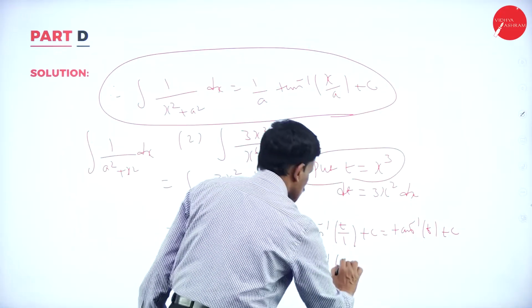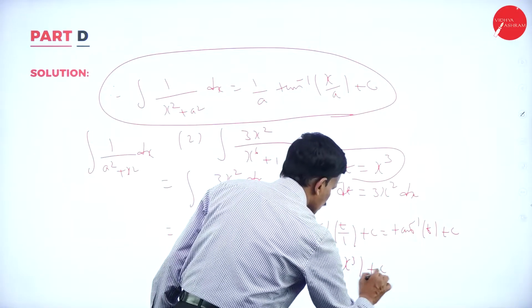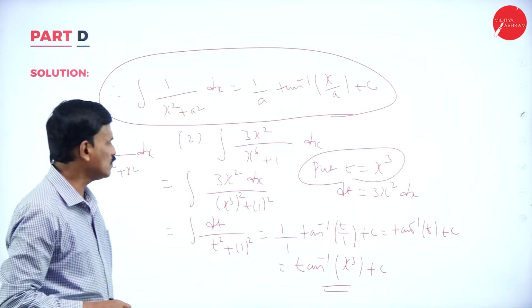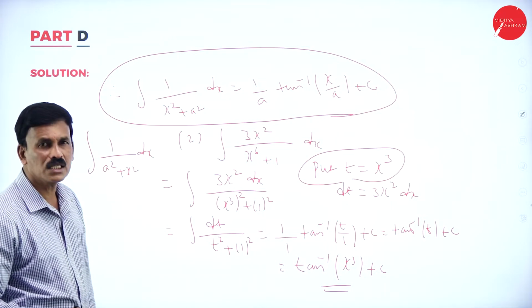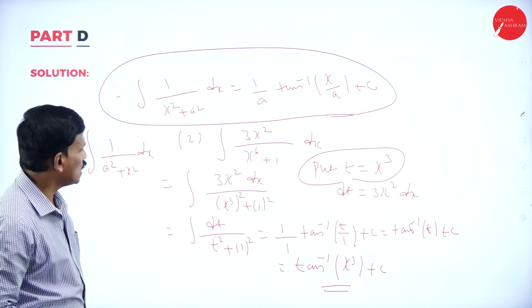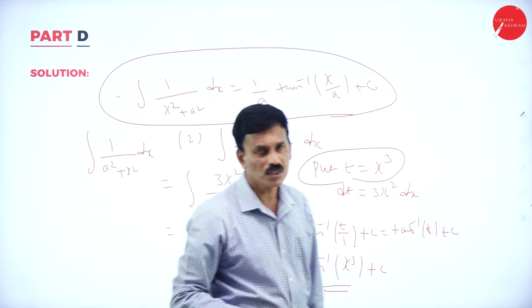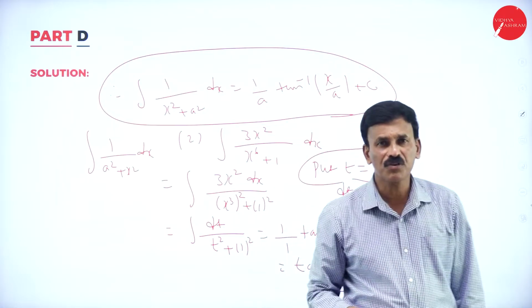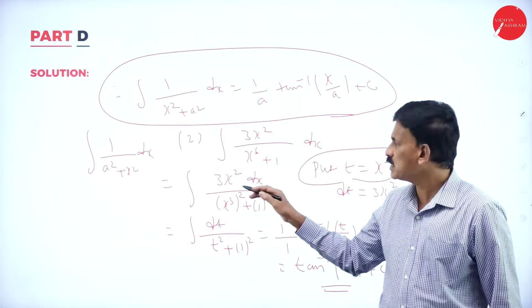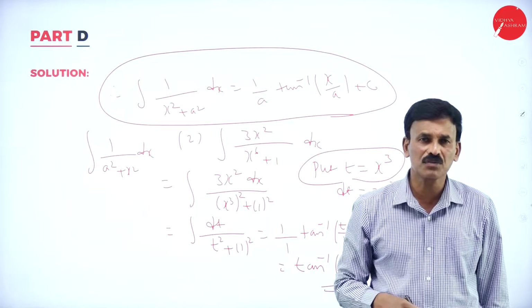T is equal to x cube. 1 over 1 is 1. Then this is tan inverse of x cube plus c, the integrated answer. So the required answer is tan inverse of x cube plus c. Hope you followed. If you do this much, definitely you will get 5 marks. 4 marks for that, 1 mark for solving the problem.